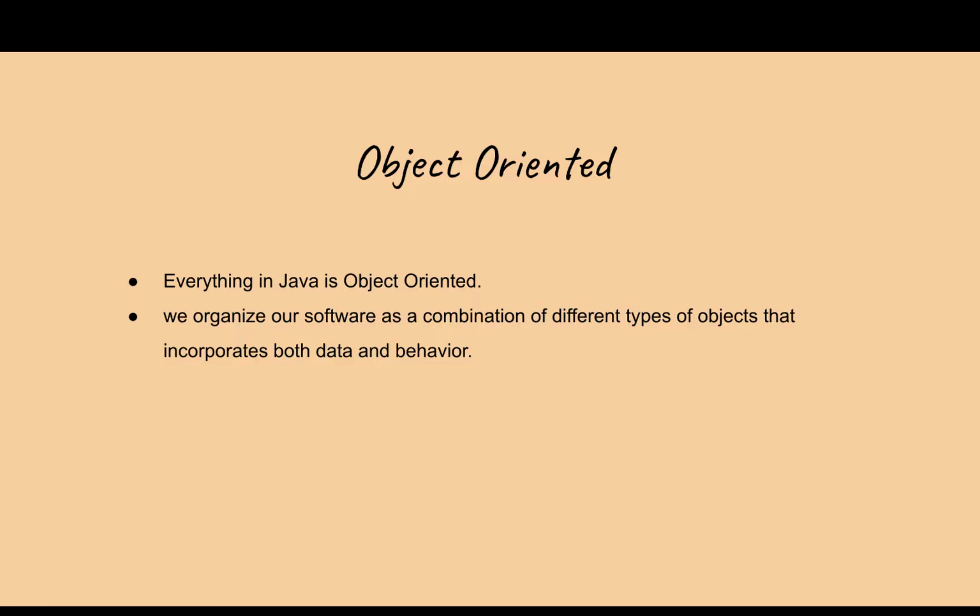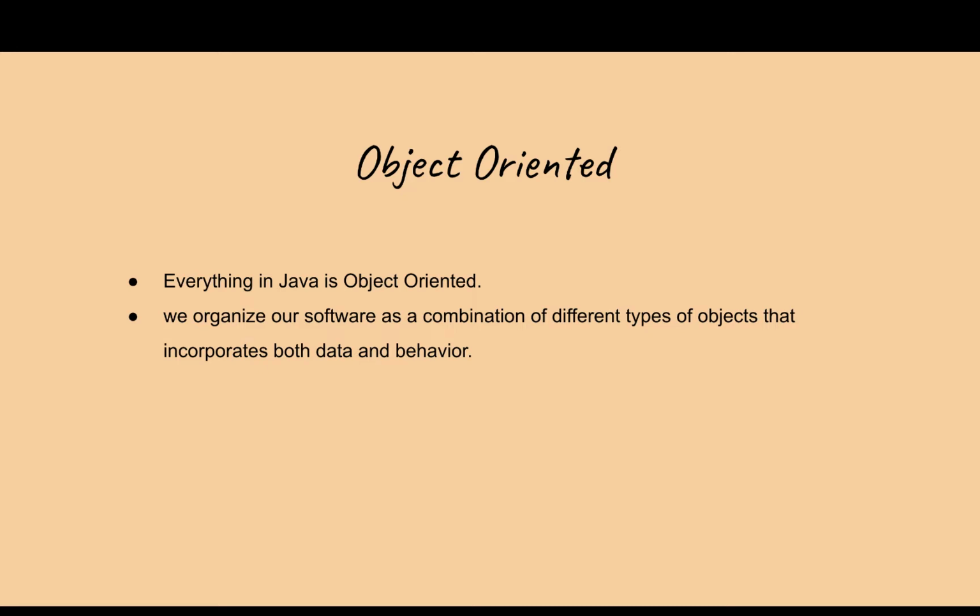So Java is object-oriented. As we talked, Java is class-based and object-oriented. Everything in Java is object-oriented. We organize our software as a combination of different types of objects that incorporate both data and behavior. We have written a simple class in our previous video where you define the class which prints hello world. So you can make the class an object, and you can instantiate that object from a different class and make the hello world print.